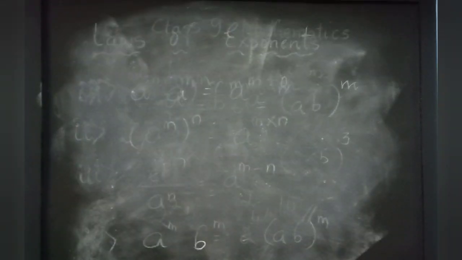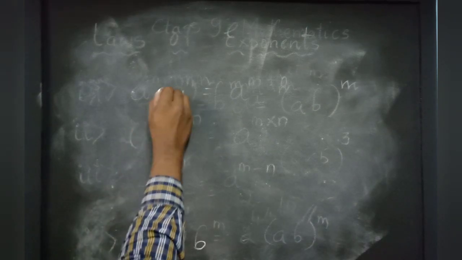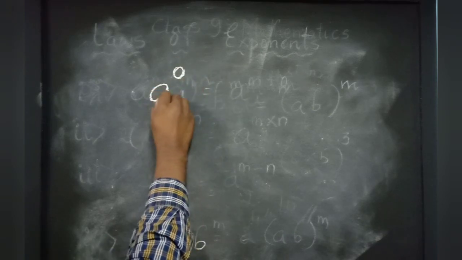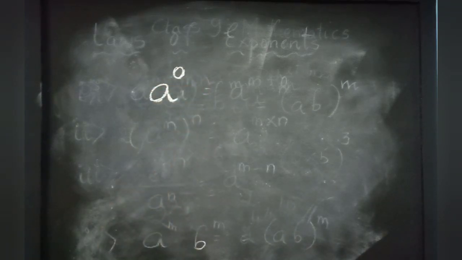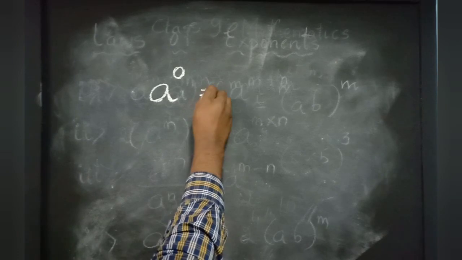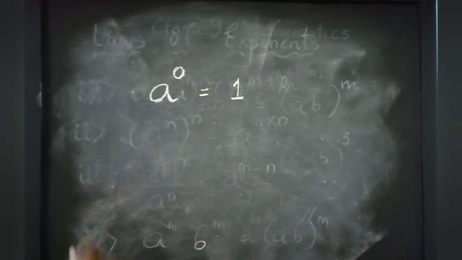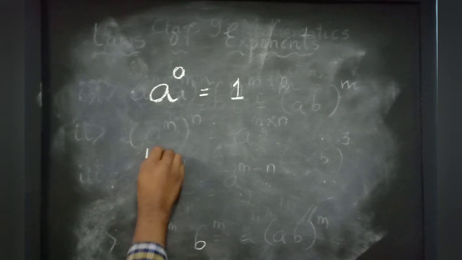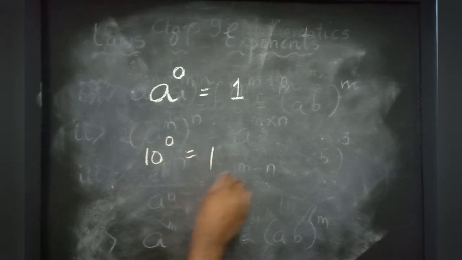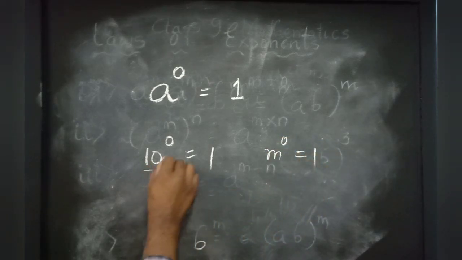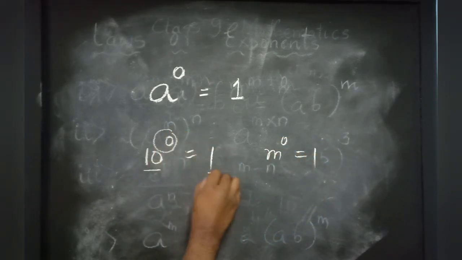Before solving the example sums, now we'll see an important condition. What is a to the power 0 or anything to the power 0? A to the power 0 is always 1. Anything to the power 0 is always 1. Example, 10 to the power 0 is 1. M to the power 0 is 1. Anything to the power 0 is always 1. This is an important condition.